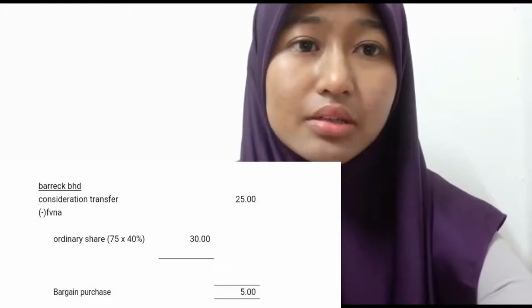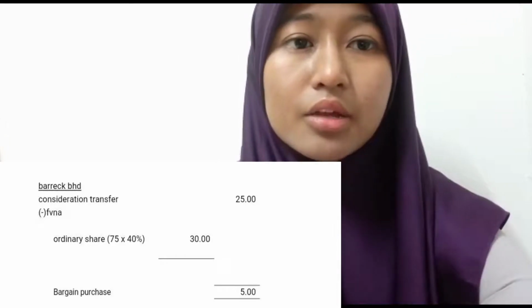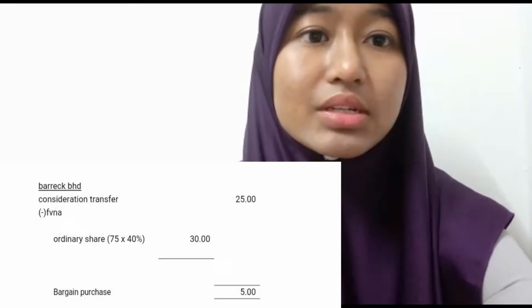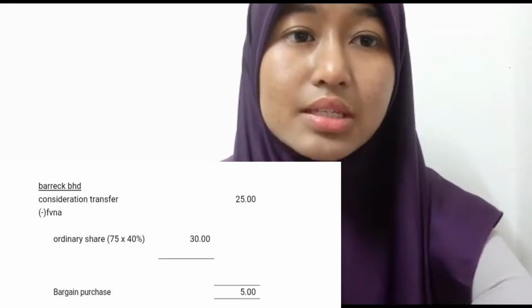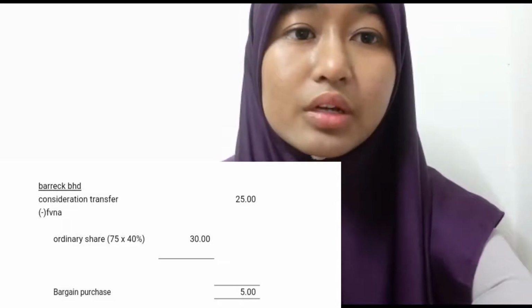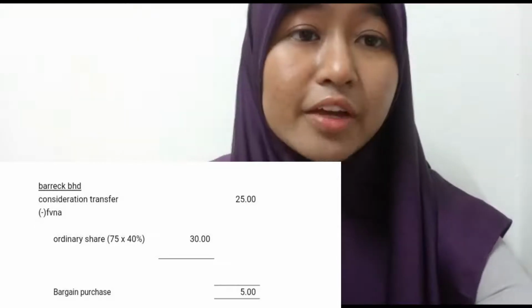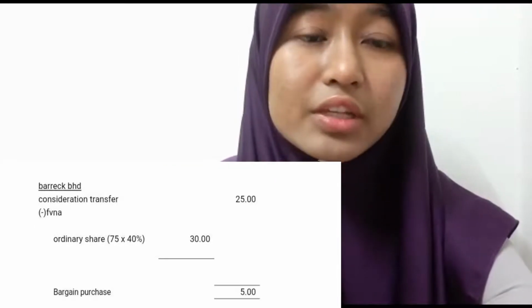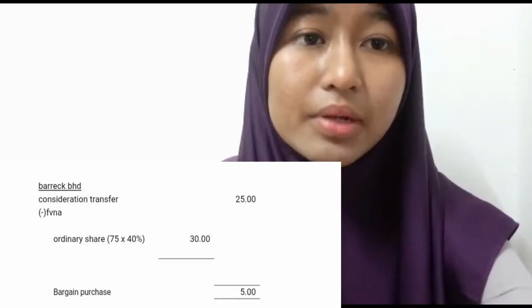Next, we calculate the bargain purchase or goodwill for the Barrett Berhad. The consideration transferred for the Barrett Berhad is 25 million. Next, we do not have the NCI this time since Barrett Berhad is just an associate. We just need the fair value of the net assets, which only has the ordinary shares. The ordinary shares of RM 75 million need to be apportioned with the 40% that are just acquired by the Katana Berhad in the Barrett Berhad.